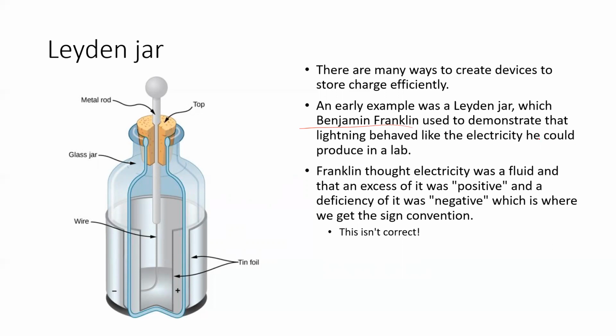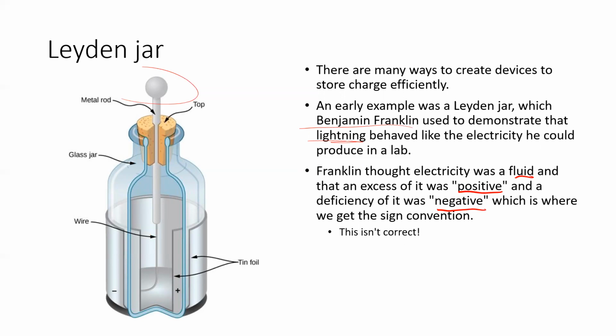But one thing he did with this was he demonstrated his famous flying a kite in a storm experiment, that the electricity or the lightning carried charge just like the electricity he could produce in his lab with one of these Leyden jars. And so he realized that electricity and lightning were the same thing. But because it could flow into this jar, he thought electricity was a fluid. He didn't know what it was really made up of, and that an excess of it was a positive charge, and a deficiency of it was a negative charge.